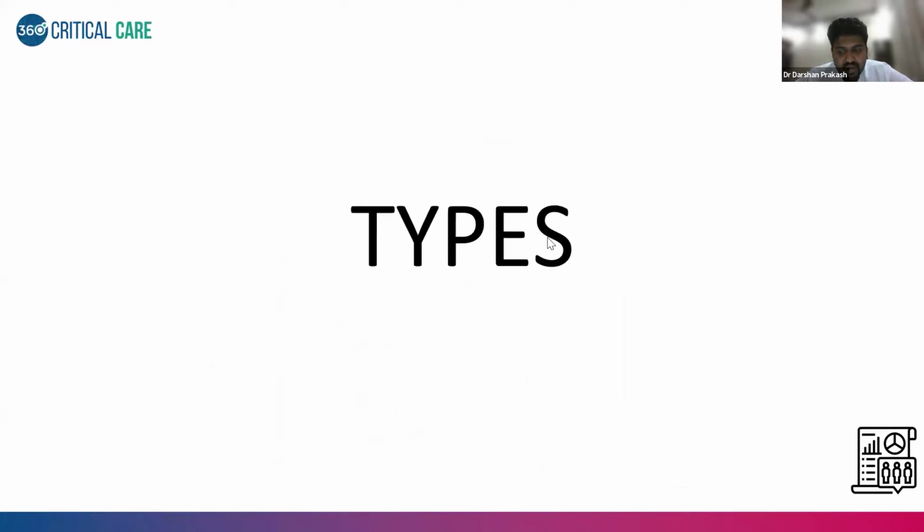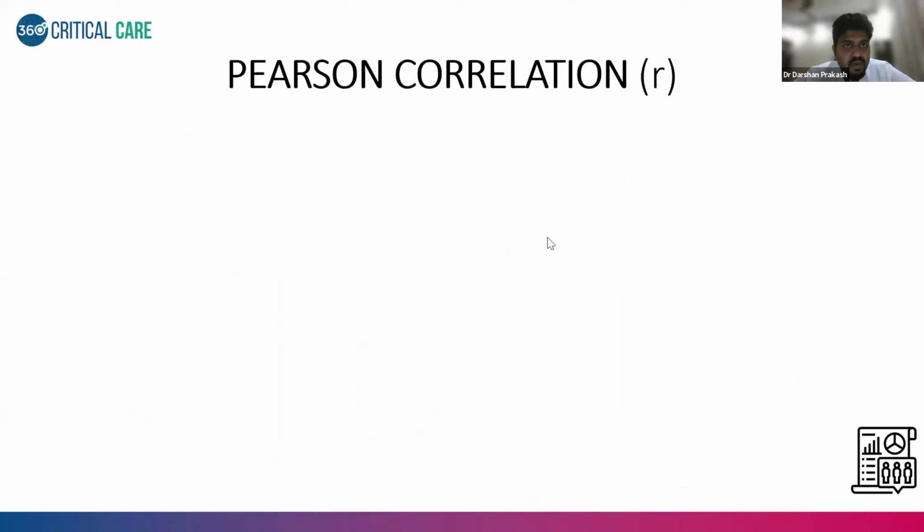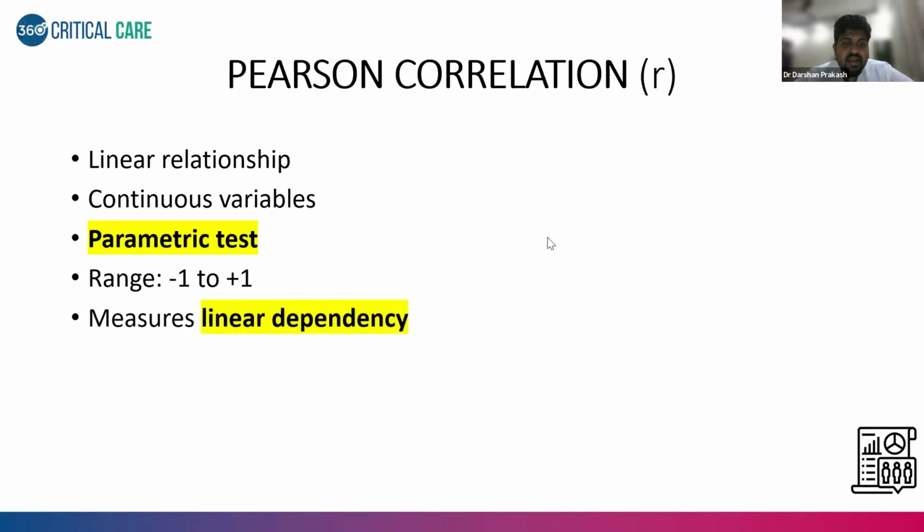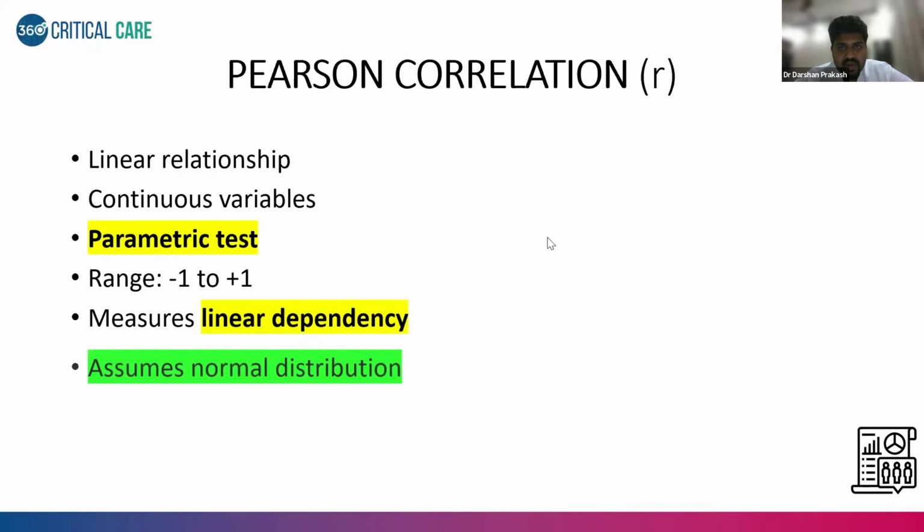Coming to the types of correlation. Pearson correlation is the first important type of correlation that we need to know. It depends on the linear relationship that I have already mentioned earlier. It takes into account continuous variables. It is a parametric test, that means to say it is normally distributed. The range is between -1 to +1. It measures the linear dependency and assumes a normal distribution, like I've already mentioned.